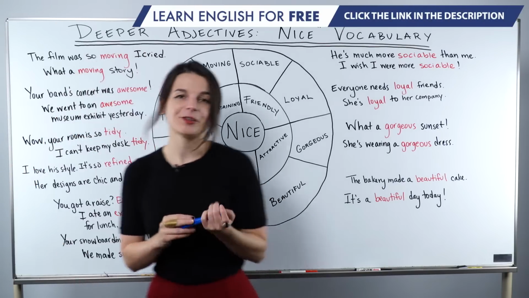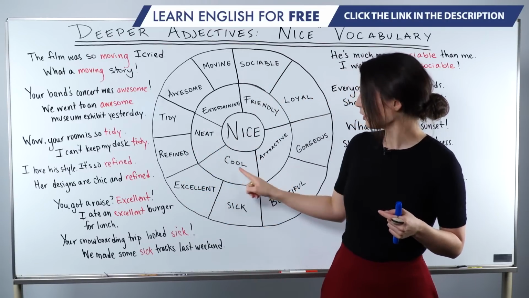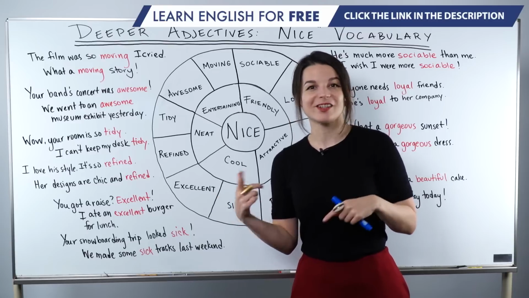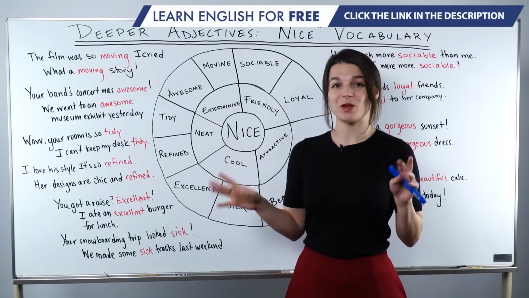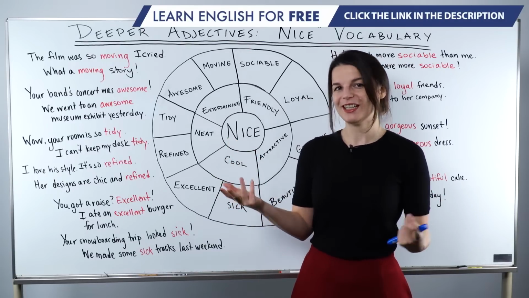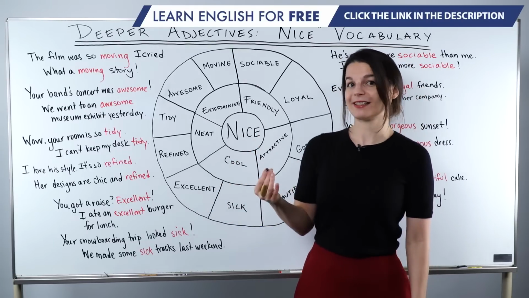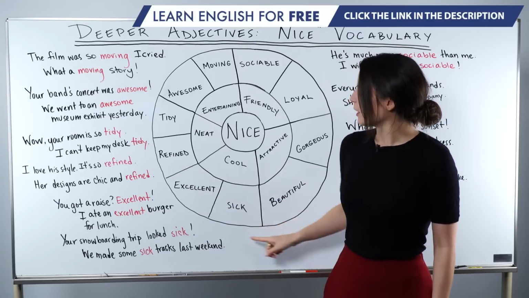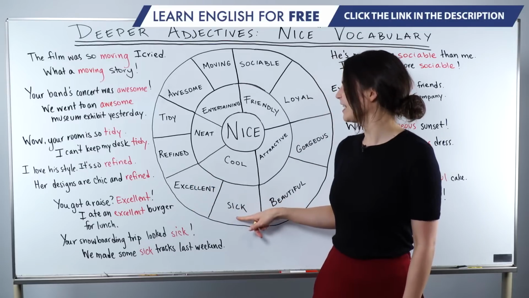Okay, on to the next part. The next part is right here, cool. So you may know the word cool. We use the word cool to mean something is good. This is a very casual word, and there are many, many different words we can use to mean cool or good. So I've chosen a couple here. We also use nice to refer to something that is cool. A couple other words I want to talk about are excellent and sick.